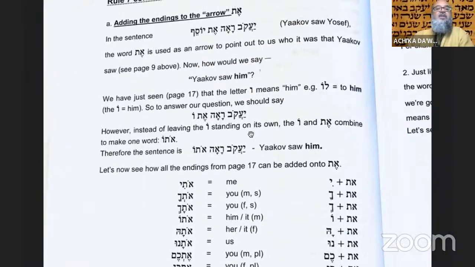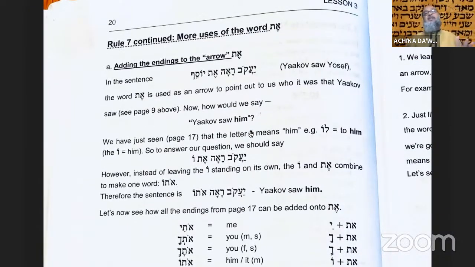All right. So the last part that we want to discuss, and I'm going to start right here, is that you can add endings, those endings that we learned on page 17, to the eth as well. You can add them to the arrow. You can add them to the prepositions. You can add them to anything, right?